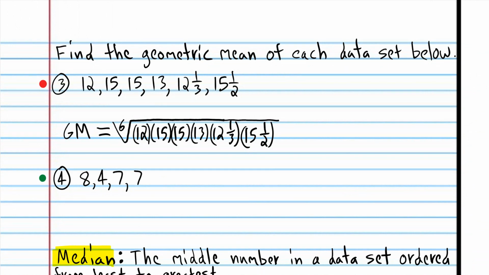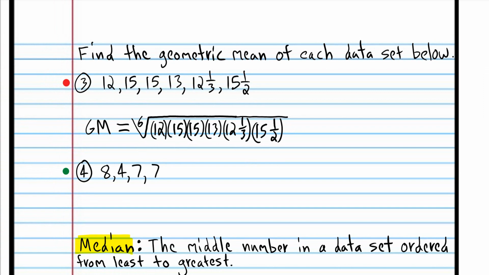Now we have to enter this mixed number into our calculator. So I'm going to show you how to do that. If you're using a TI-84, let's calculate the product first. So 12 times 15 times 15 times 13. And I'll show you how to do this on your iPhone, even though you shouldn't be using your iPhone. Remember, they don't allow iPhones in school.